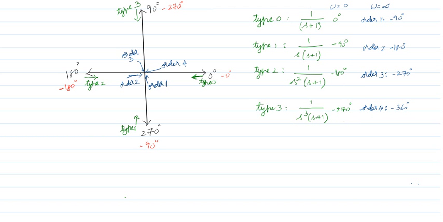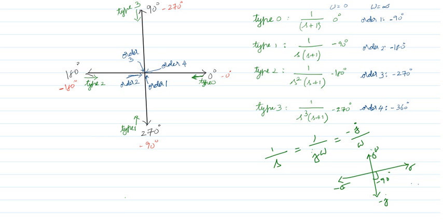It's a simple thing. If I say something like 1 by s, its frequency response is 1 by j omega. 1 by j omega is nothing but, if I multiply with the conjugate, minus j by omega, right? At what angle is minus j? Minus j is at minus 90 degree. This is plus j omega, this is the real part, this is the negative real part, this is your minus j omega. So for 1 by j omega, the angle is minus 90 degree.